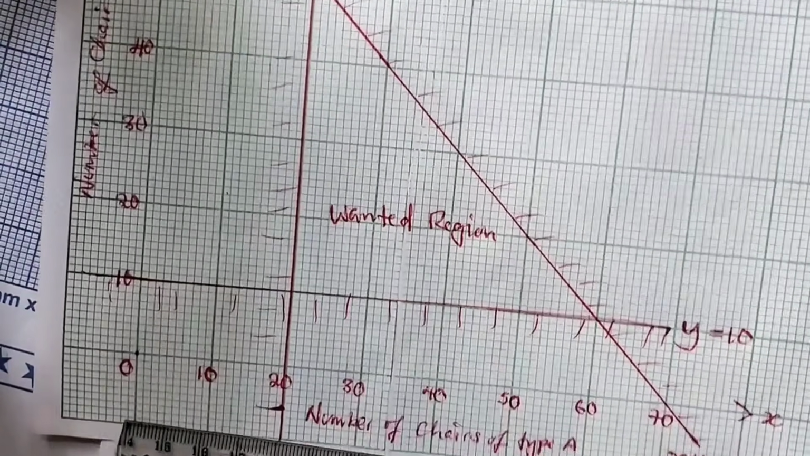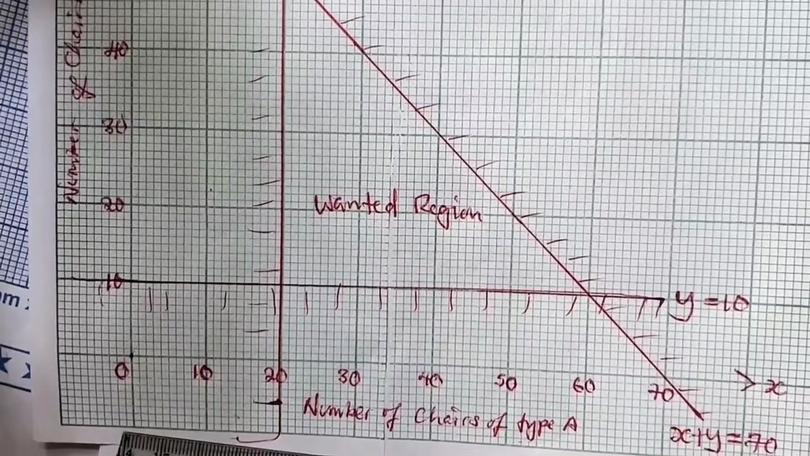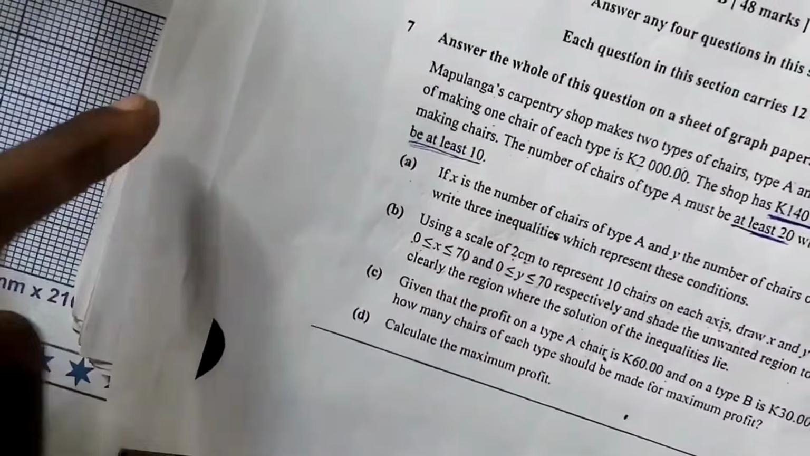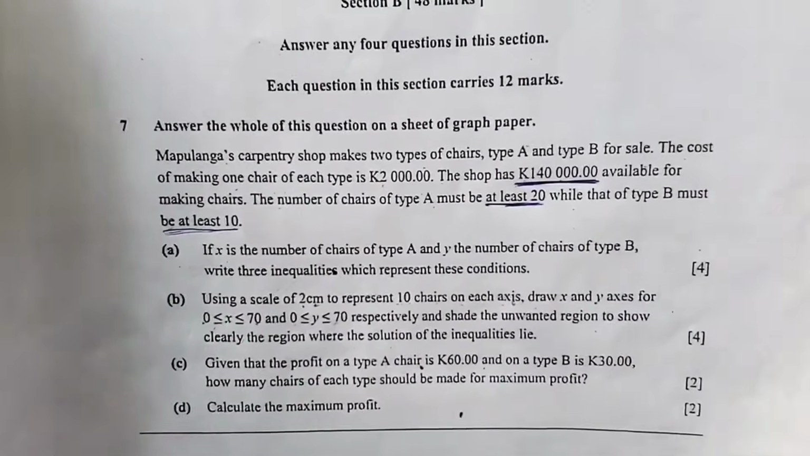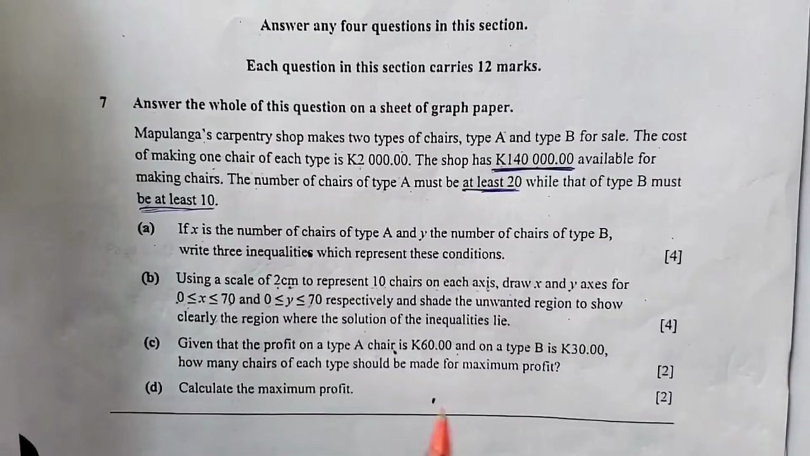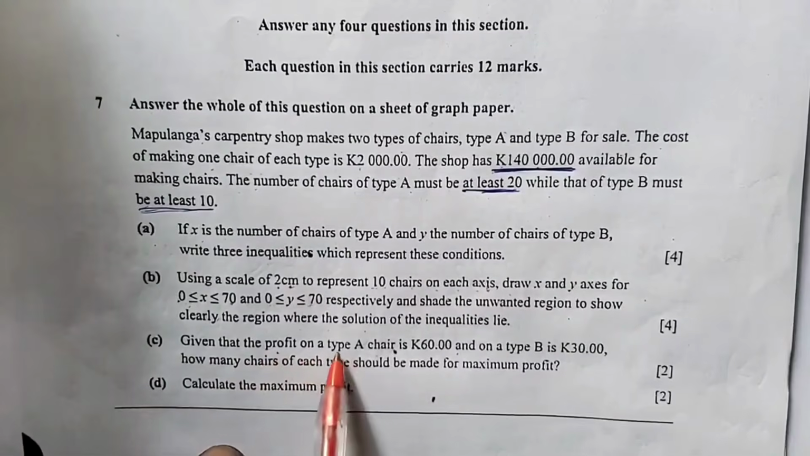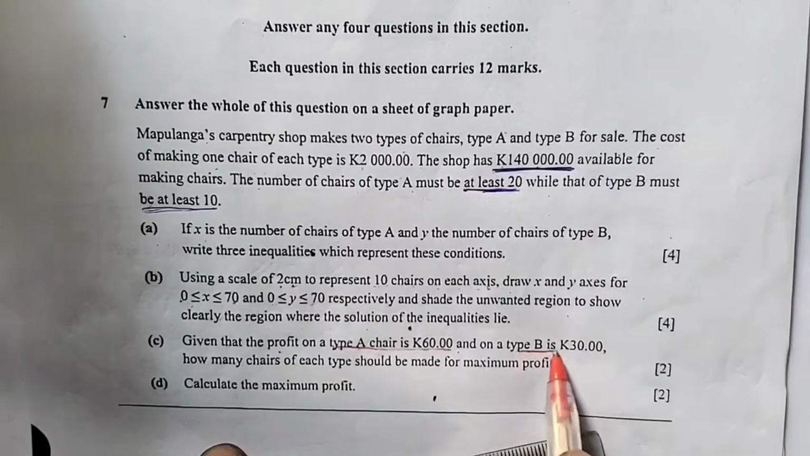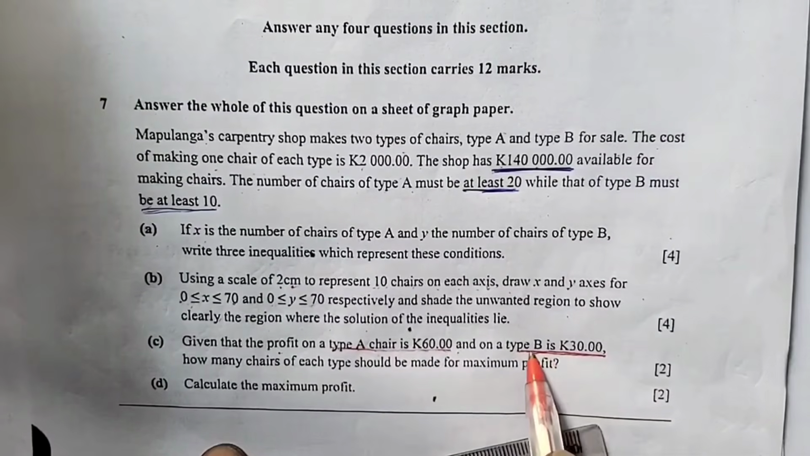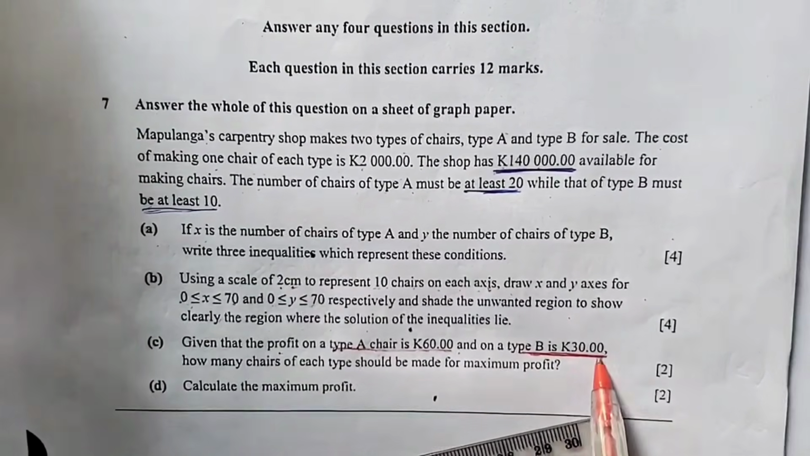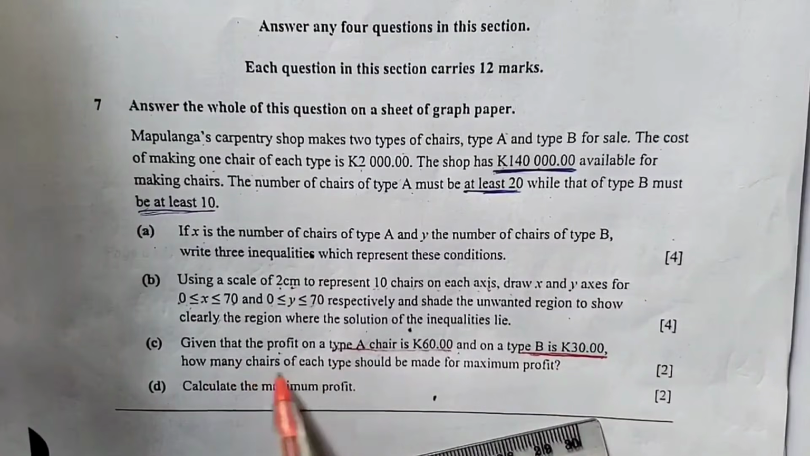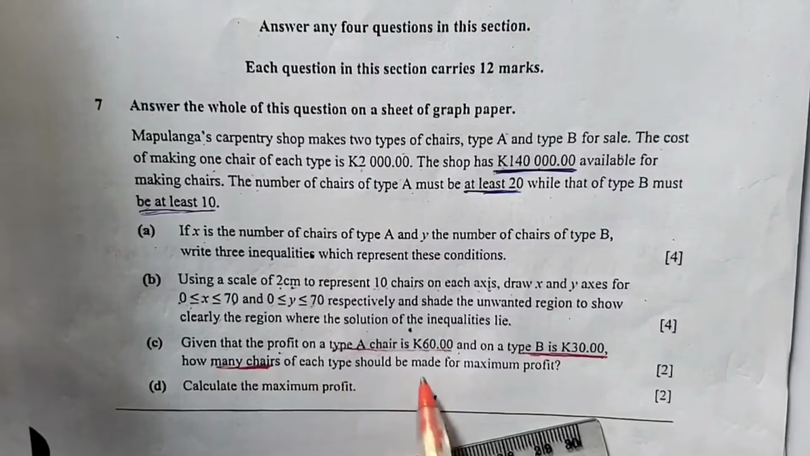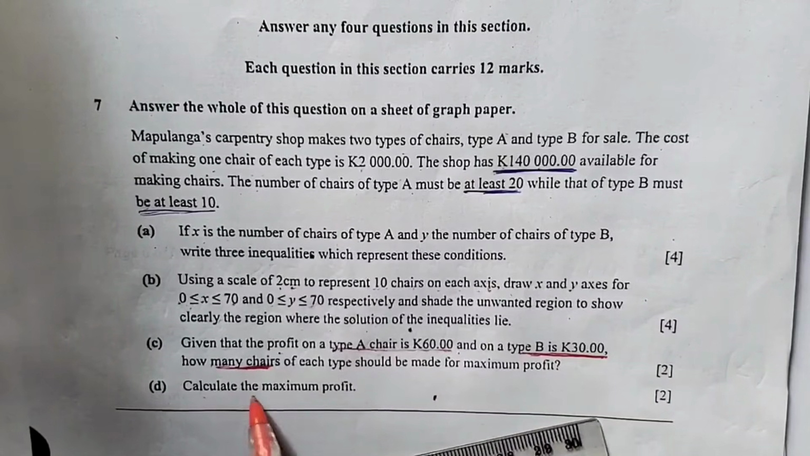So we are done graphing this. We can go to the next question. Now when you read this next question here, it is saying, given that the profit on a chair of type A is 60 kwacha and that of type B is 30 kwacha. These are profits. How many chairs of each type should be made to maximize profit? Then calculate the maximum profit.